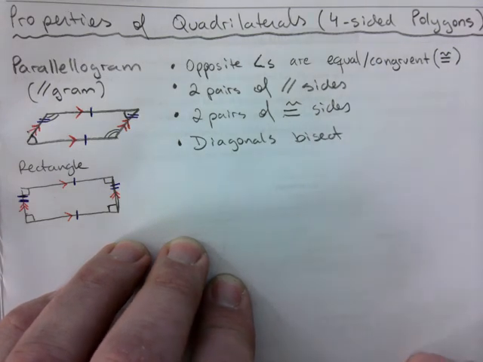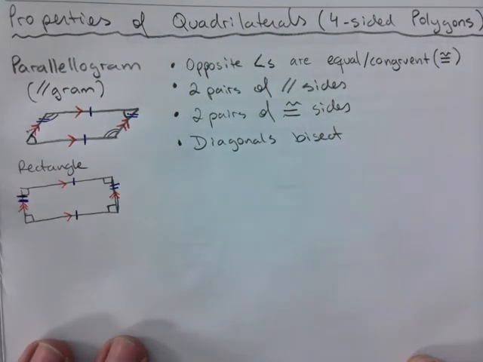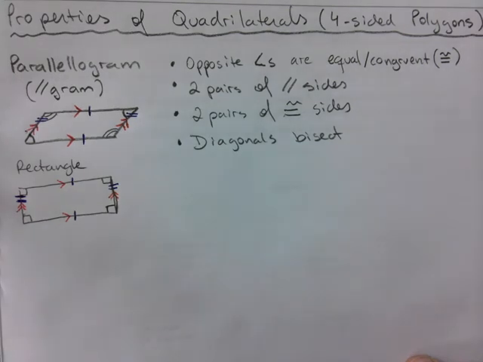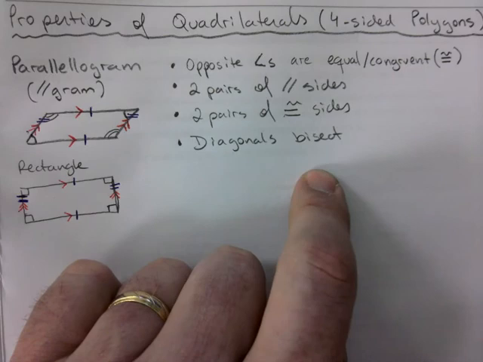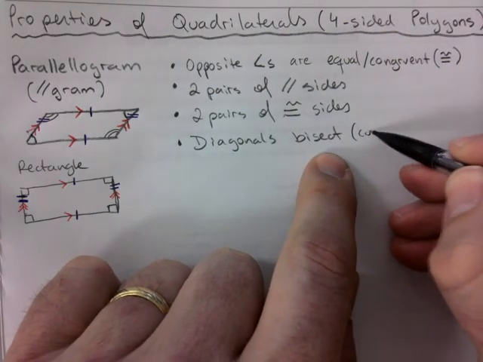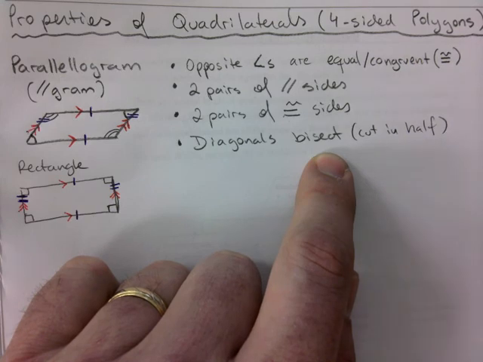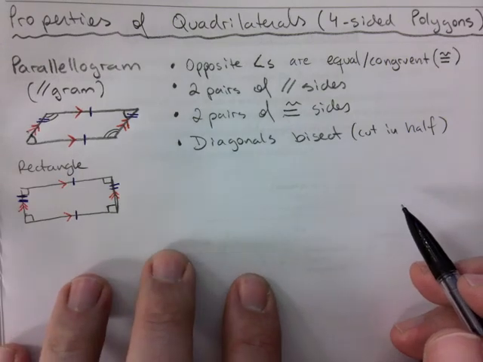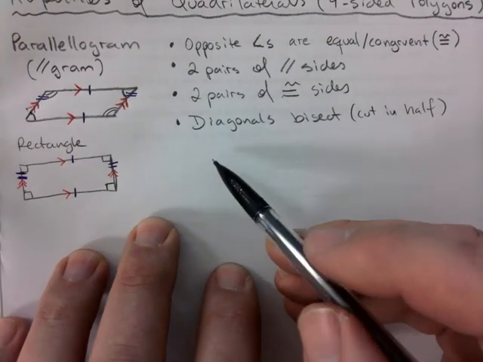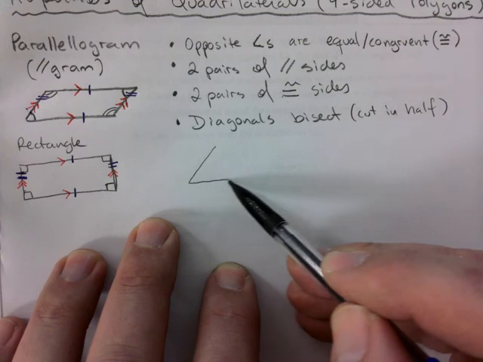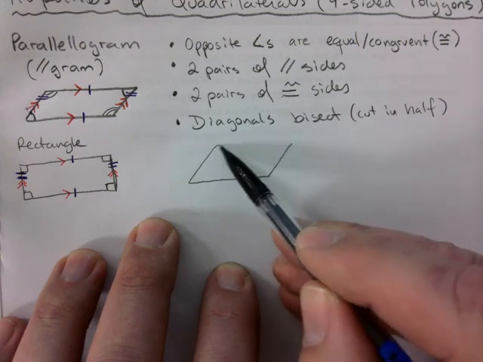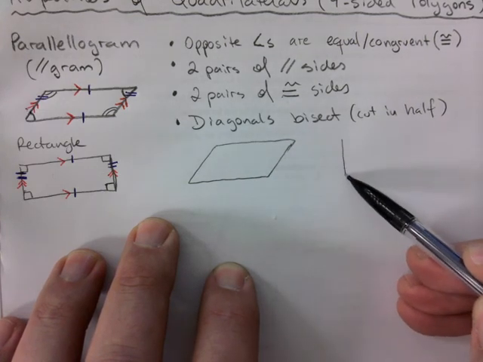Anybody know what bisect means? Two waiters would say, hey, you want to bisect the tip? You want to split the tip? Yeah, so that's what it is, bisect. Cut in half. Okay, diagonals bisect. And for that, I would like a diagram all on its own. So just make a parallelogram again like this. And a rectangle like this.